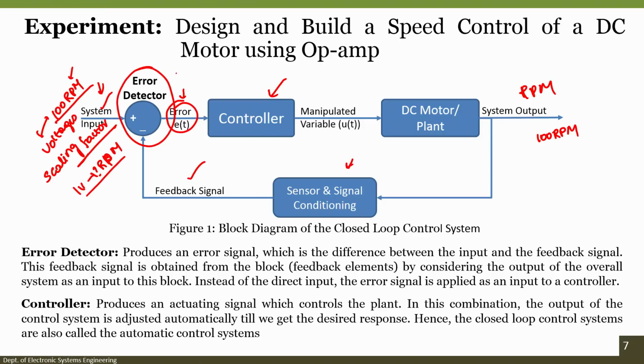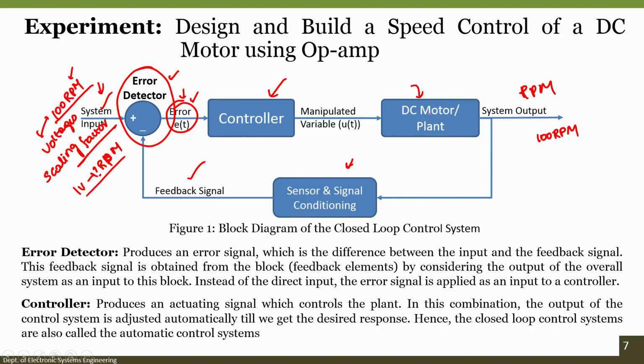Then by using a simple difference amplifier, we can take the difference between the two inputs and generate an error signal. We will see it one by one. Then that will be passed through a controller. Then the output of the controller, which is nothing but a manipulated variable, will be given either directly to the plant, or sometimes by using a driver circuit.